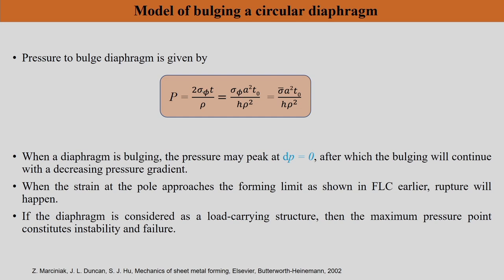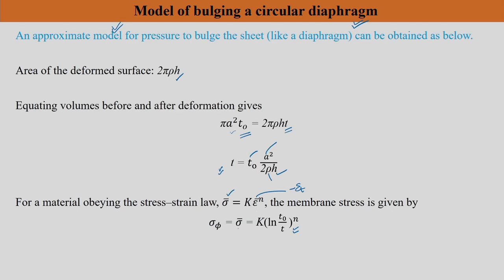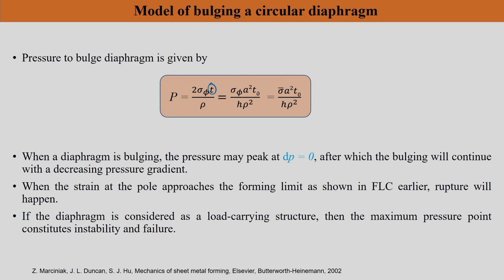And what I am going to do is very simple. In place of t, which is the new thickness, I am going to put my previous equation. t is nothing but t naught a square by 2 rho h. I will put that, and finally I will get this equation, and instead of that I can write sigma bar a square t naught divided by h rho square. So finally I will get this equation for pressure, with t equal to t naught a square by 2 rho h, and t naught a square will remain here.